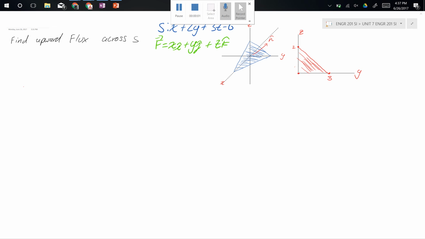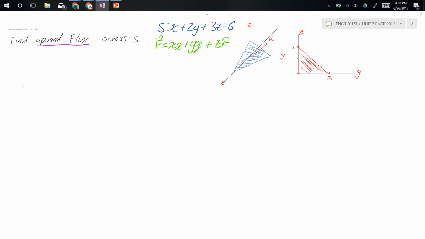Hey everyone, I am making a video on how to find flux over a surface in 3 dimensions with a given force. The big thing about the question that's being asked is that it's asking for upward flux. Upward flux means that the n hat, as I drew on the surface, has to be pointed upward. It's pretty much the main thing of what it means.